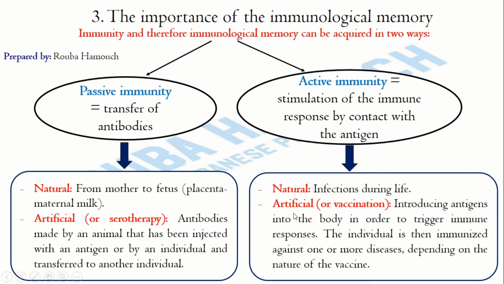The active immunity can also be artificial. It's the case of vaccination, vaccines. It's the introduction of antigens into the body in order to trigger immune responses without causing the disease. In this case, the individual is immunized against one or more diseases depending on the nature of the vaccine. Thus, these are the two ways by which the immunological memory is acquired.